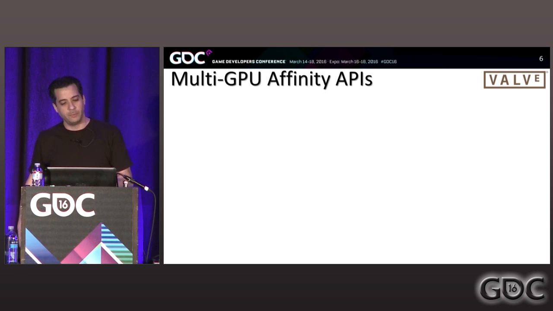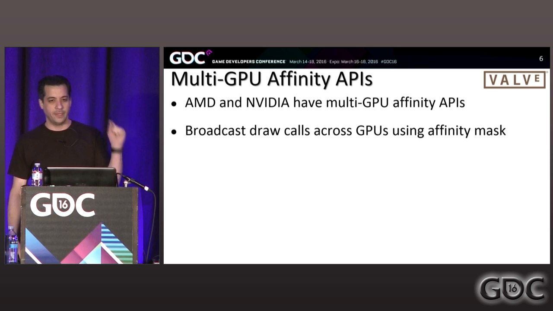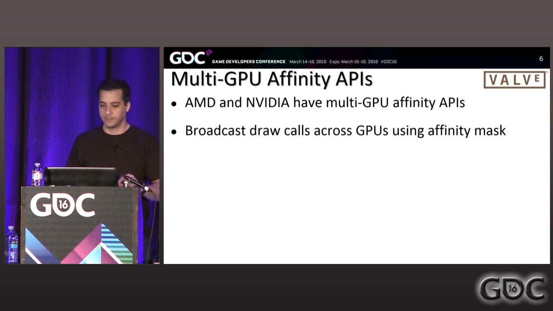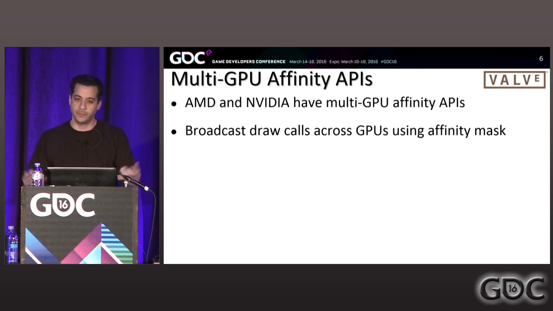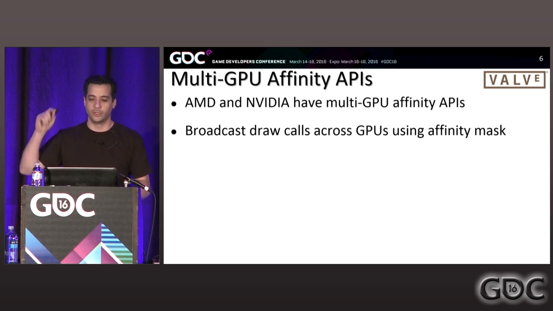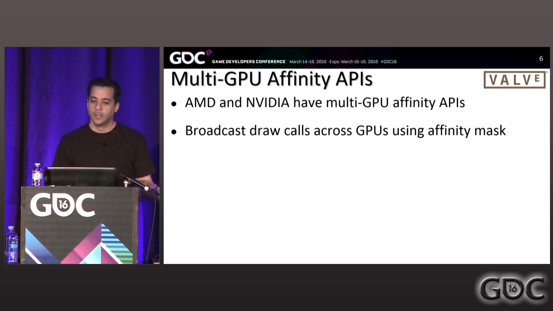All right, so there are 2 multi-GPU Affinity APIs. AMD and NVIDIA each have their own API, and they're very similar. They both try and accomplish the same set of goals. Basically, there's an Affinity mask, and there's a bit in that mask for each GPU that's live in the system, and you set your mask and you make draw calls. And those draw calls are going to be broadcast to all the GPUs that have their bits set. So you have 2 GPUs, you set your bit mask to 1, and you draw, it's going to go just to the first GPU. You set it to 2, and the draw goes to the second GPU. Obviously, you set it to 3, and your draw call gets broadcast to both GPUs.